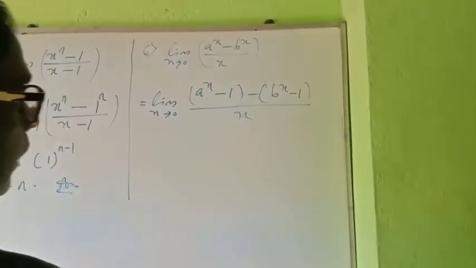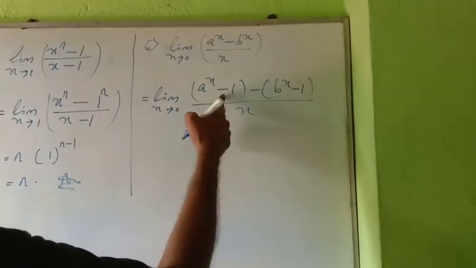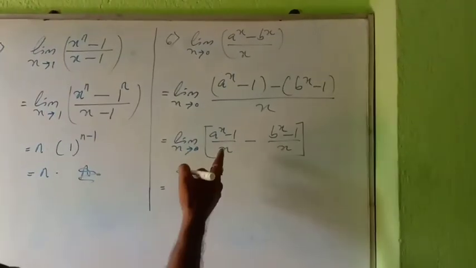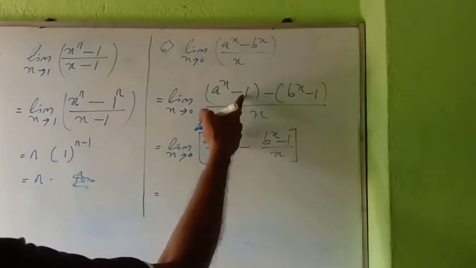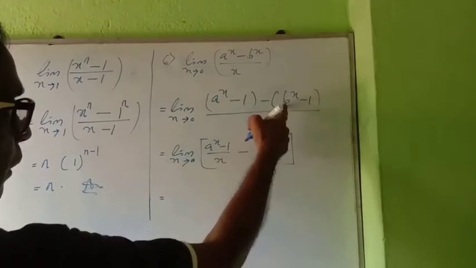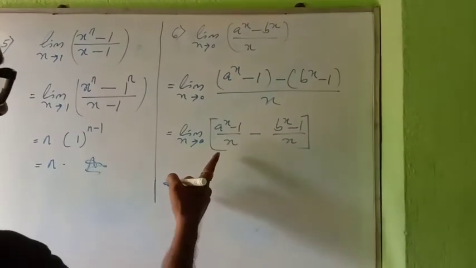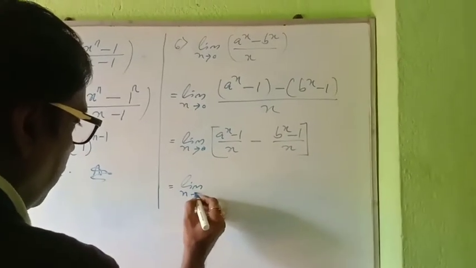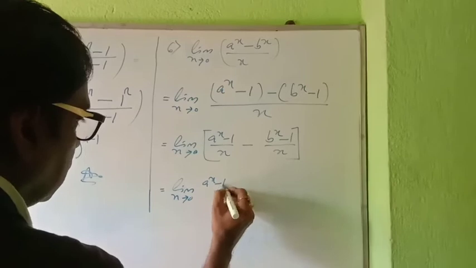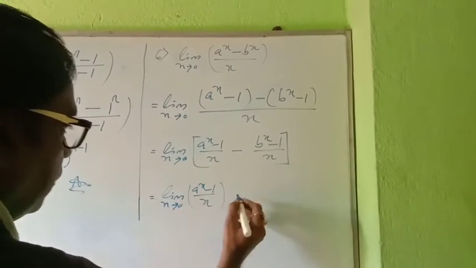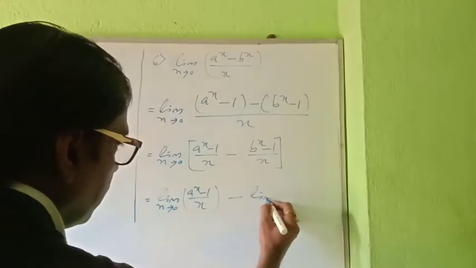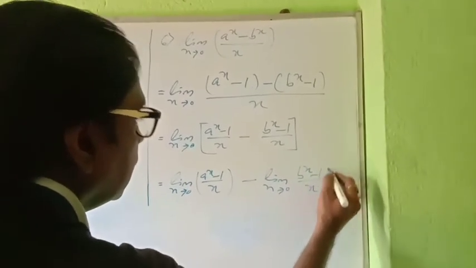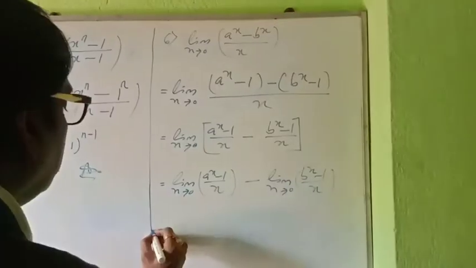Divided by x. If I open the bracket, the plus 1 and minus 1 cancel out. You have to arrange it as a to the x minus 1 minus b to the x minus 1. I have just separated it: a to the x minus 1 by x minus b to the x minus 1 by x. Now, as per the fundamental theorems on limits, limit x tends to 0 of a to the power x minus 1 by x is one part, minus limit x tends to 0 of b to the power x minus 1 by x. Just applying the fundamental theorems of limit.